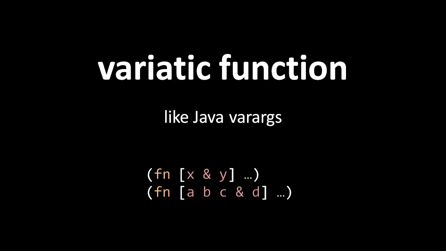And finally, I should make clear here that unlike some dynamic languages like, say, JavaScript, where you can pass any number of arguments to any function and it's not going to cause a problem, it doesn't throw an exception, in Clojure that's not the case. If you pass the wrong number of arguments to a function, it'll throw an exception.